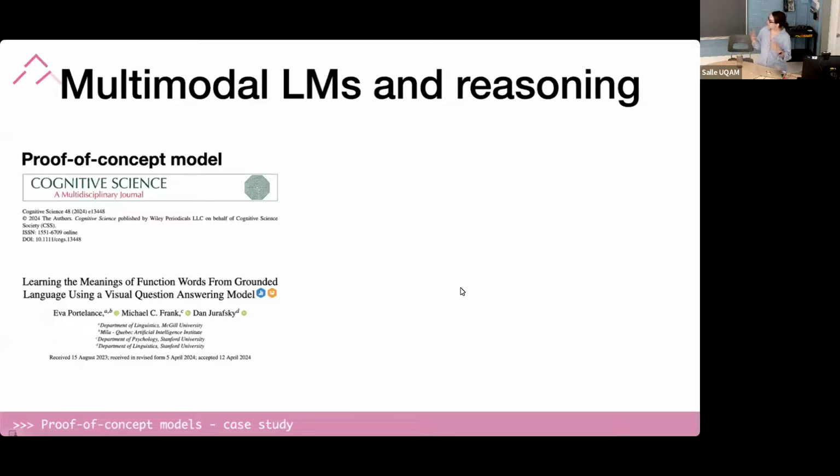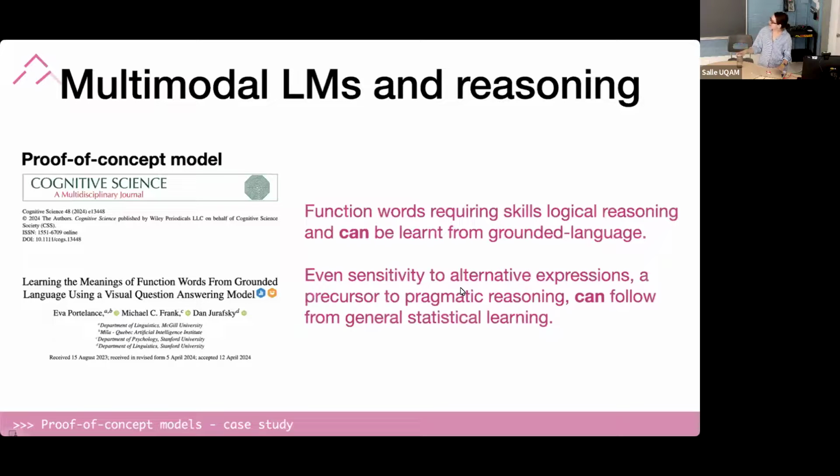Okay, so using this proof of concept approach, what have we shown? Well, function words requiring skills like logical reasoning can be learned from grounded language using general statistical mechanisms. On top of that, we've also shown that it's possible to learn to be sensitive to alternative expressions, which is a precursor to the pragmatic reasoning we need, and that these can follow from general mechanisms. So you can have a case where one interpretation is more common than the other in your input, yet learn a bias over time that leads to a pattern that no longer maps specifically to the frequency of these words in your input.